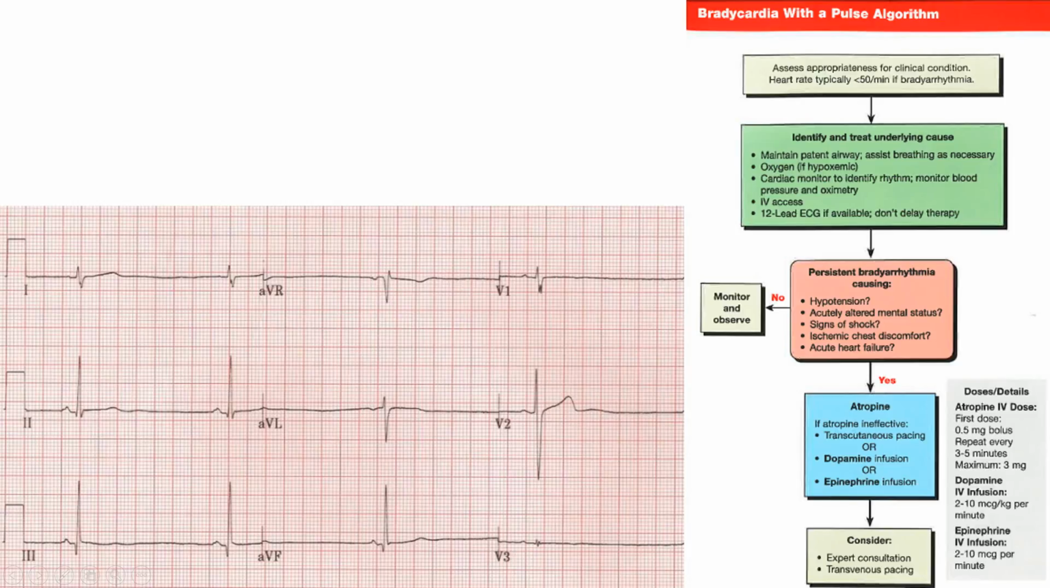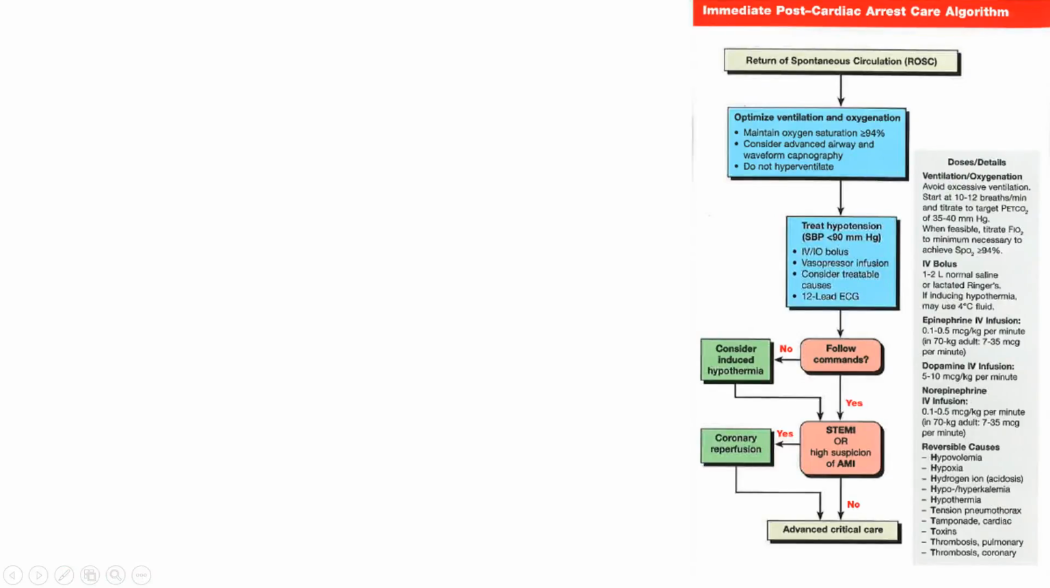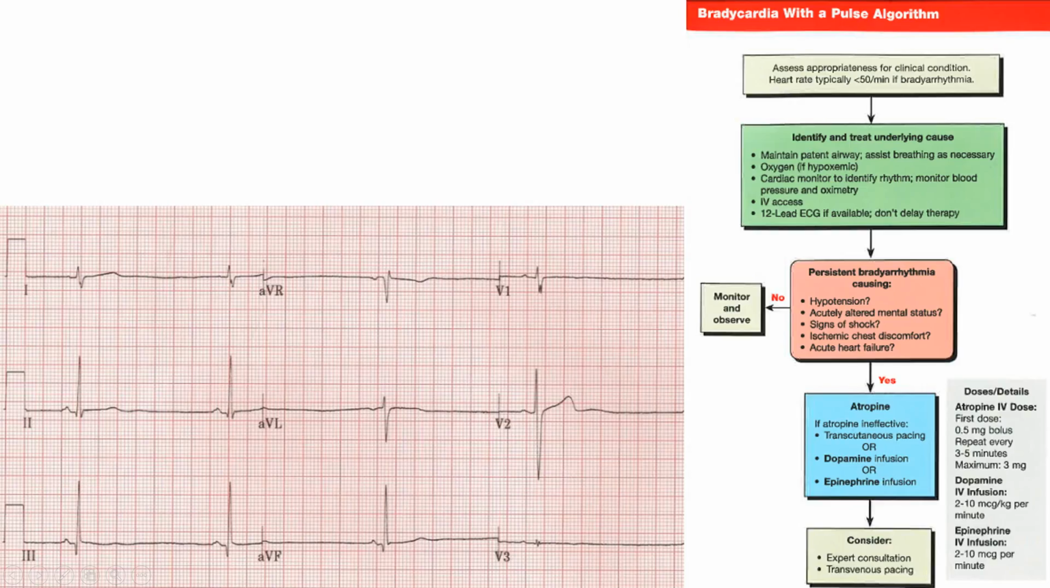Anyway, so coming back here, heart rate typically less than 50 beats per minute if bradyarrhythmia. So first of all, the thing you want to do is identify and treat the underlying cause. So remember we talked about some of those underlying causes for cardiac arrest. Well, there's also underlying causes for bradyarrhythmia. So you want to make sure you treat the underlying cause.